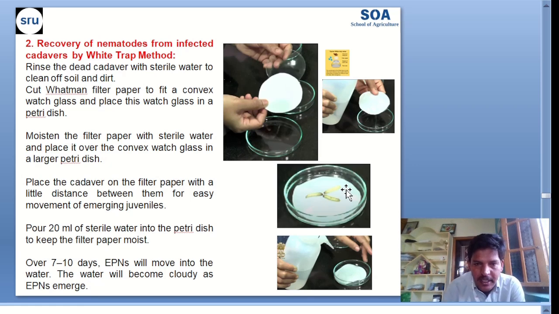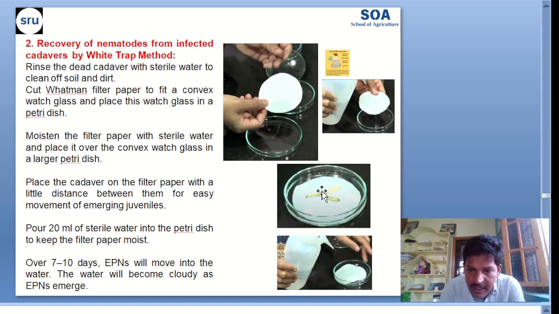So for this, first rinse the dead cadaver of the waxworm with sterile water to clean off soil and dirt. Next, cut a Whatman filter paper to fit a convex watch glass and place this watch glass in the petri dish. Moisten the filter paper with sterile water and place it over the convex watch glass which is already placed in the large petri dish plate.